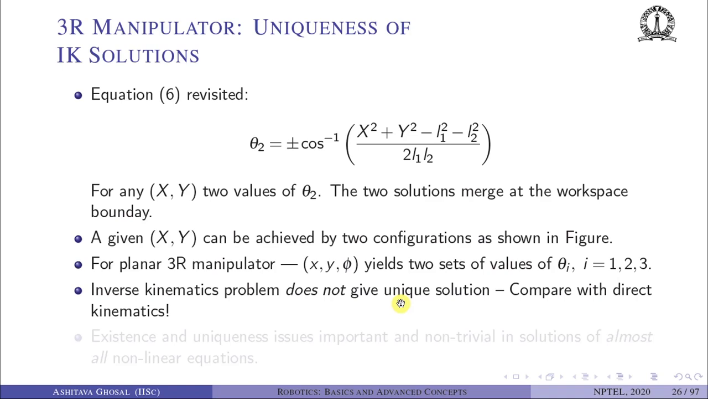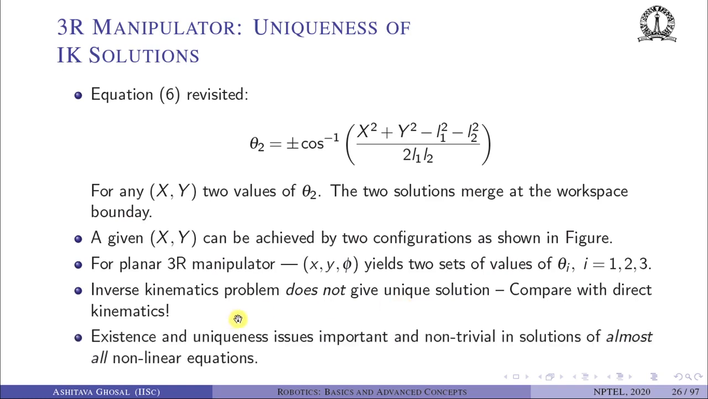In the inverse kinematics problem, given the position and orientation of the end effector, I get, in this case of a planar 3R, two possible sets of values of theta 1, theta 2, and theta 3. So in general, or more abstractly, what we have is something called the existence and uniqueness issues in solution of nonlinear equations. It is quite hard and non-trivial to obtain the existence and uniqueness conditions for solution of nonlinear equations.